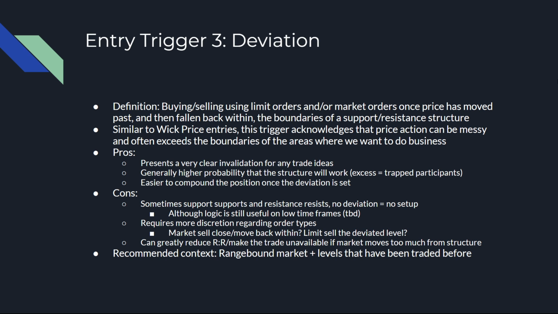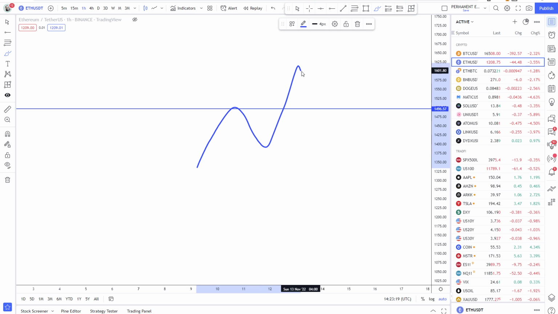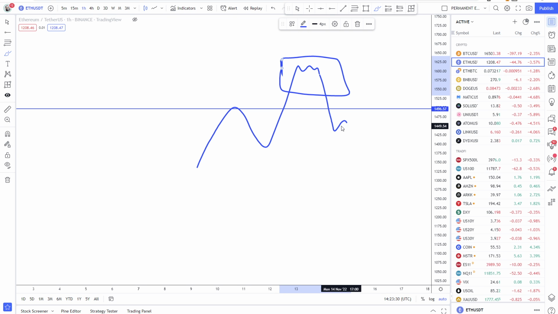And you have an added bonus when it comes to the pros for this category: generally speaking, there's a higher probability that these deviation setups end up working in your favor, because the excess created by the deviation ends up being a manifestation of trapped participants, right? So if we go back to market microstructure 101, if we have our level here, this is our resistance, this is the breakout, and then the market trades back below the level. All the participants that were buying on this leg up are now underwater, right? They bought this breakout, they're now at a loss because the market's here, whereas the average entry is here.